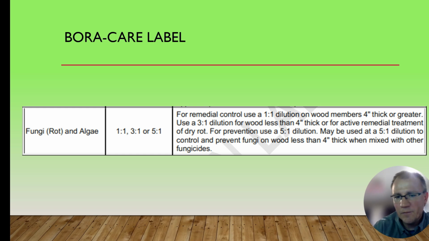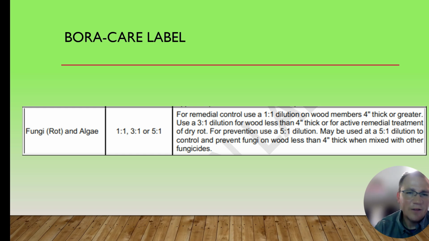Reading directly from the label, for remedial control, you're going to use a 1-to-1 dilution on wood members 4 inches thick or greater. You're going to use a 3-to-1 dilution ratio for wood less than 4 inches thick for active remedial treatment of dry rot. And if we're working on a preventative project, you're going to use a 5-to-1 dilution ratio. It may also be used at a 5-to-1 dilution to control and prevent fungi on wood less than 4 inches thick when mixed with other fungicides.